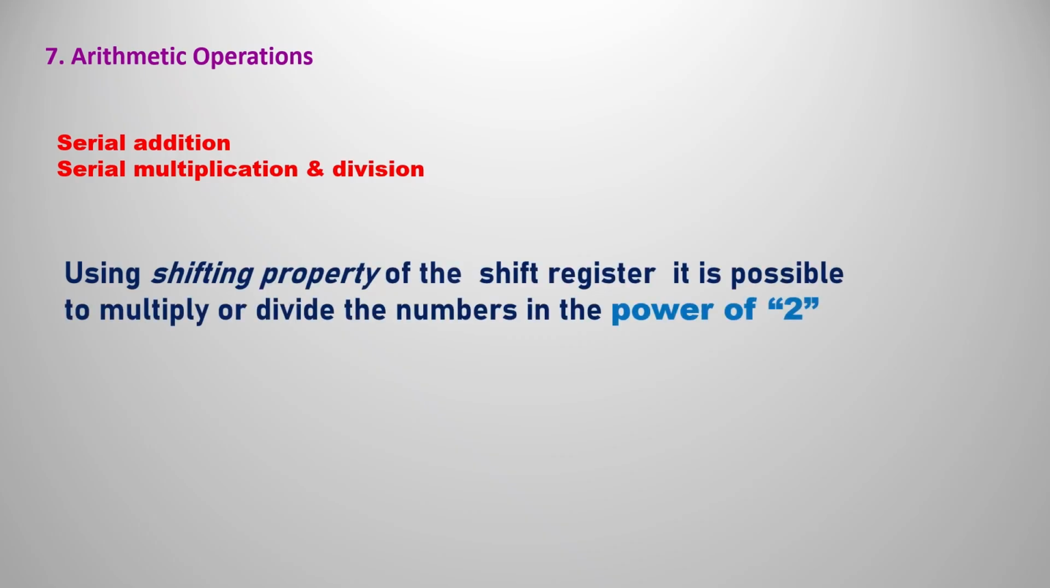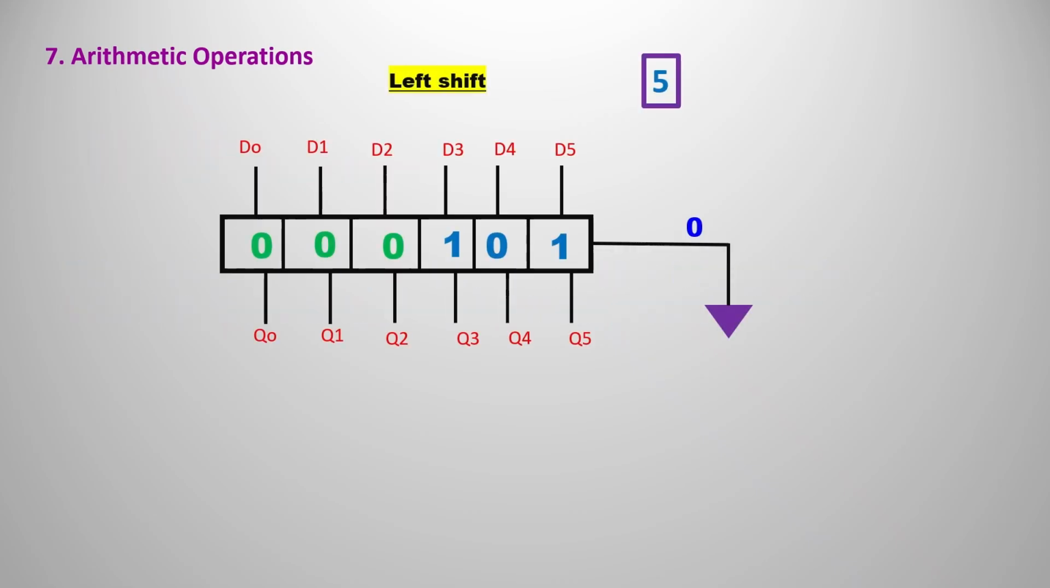With the help of shift registers, we can perform arithmetic operations like addition, multiplication, and division. Using the shifting property of the shift register, it is possible to multiply or divide numbers by powers of 2. Now we are going to understand that. Here we will understand how multiplication and division happen with the help of a shift register by shifting the digits.